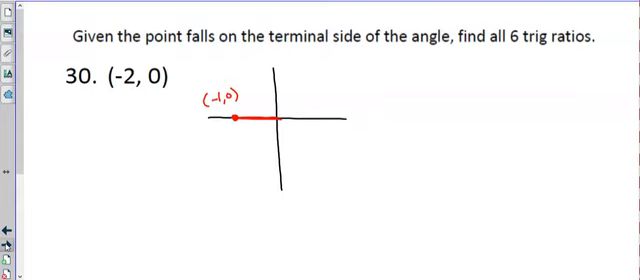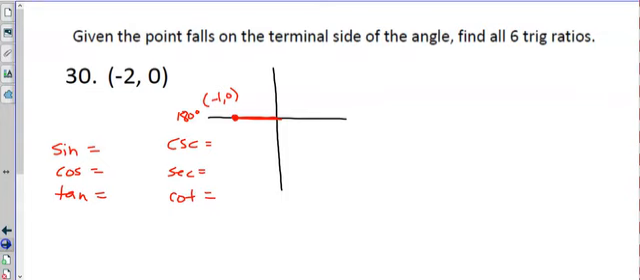But if you do land on one of the axes, you can't just use the -2. So think about what that angle is on the unit circle, and that angle is 180 degrees. And on the unit circle, that's at (-1, 0). So I would use those numbers. So sine, cosine, tangent, cosecant, secant, cotangent.